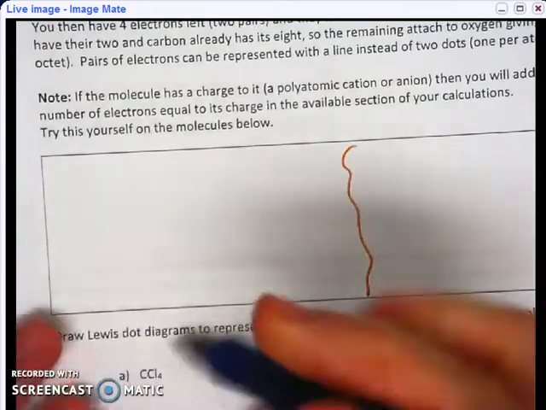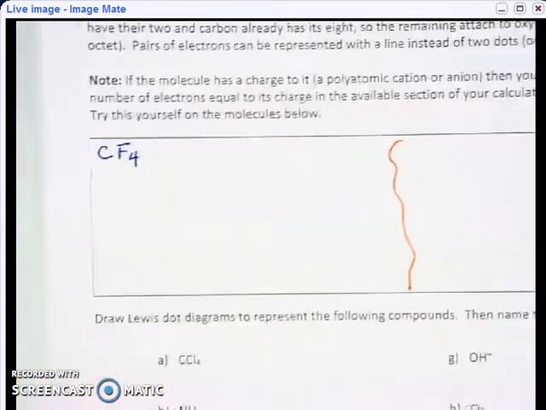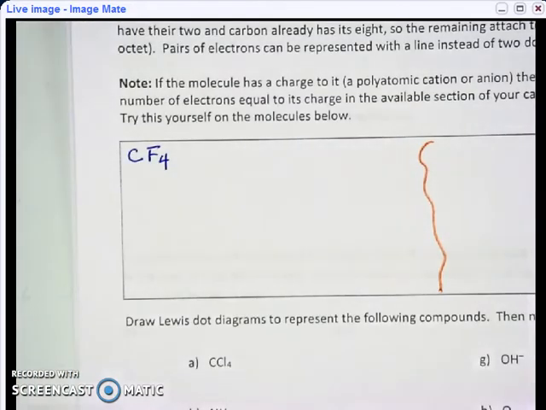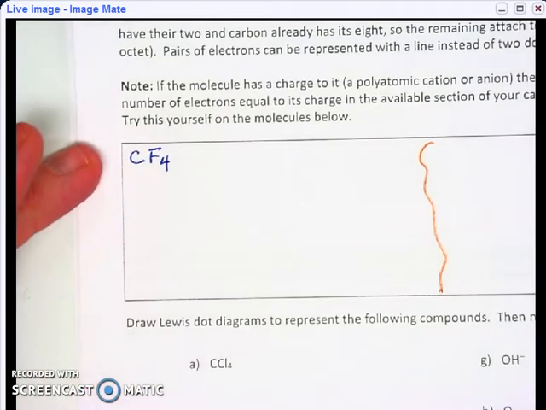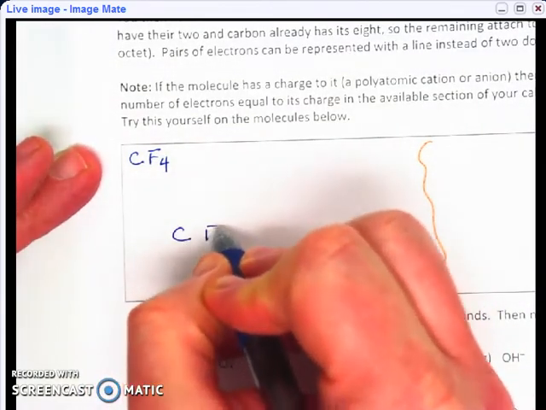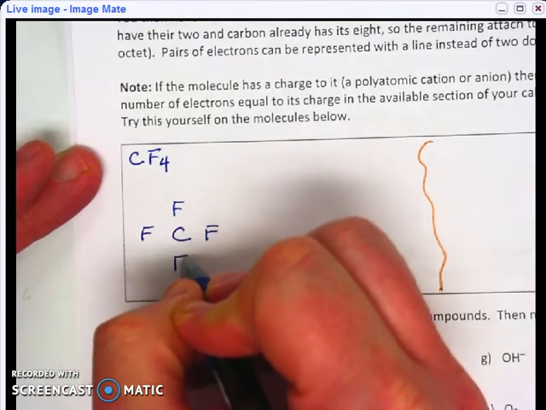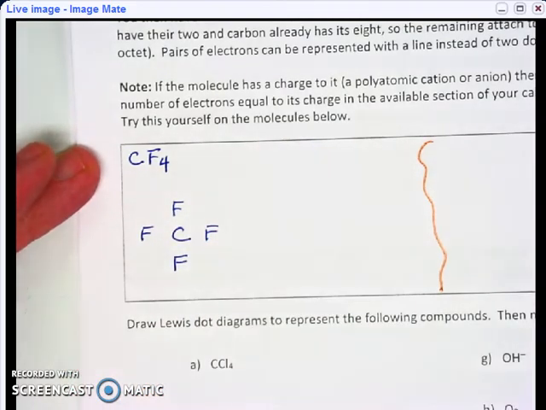Let's try CF4. So I'll go to the side there. Carbon, we said, is always in the middle, so I'll put a carbon here. Again, I'm going to try to put these all perpendicular to each other. I put my 4 F's around it. And then I start the math part.